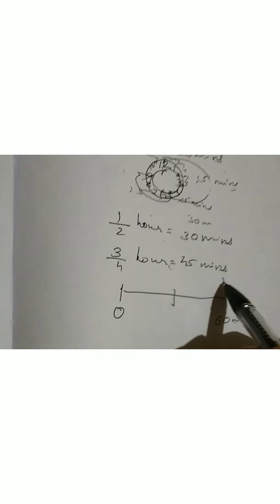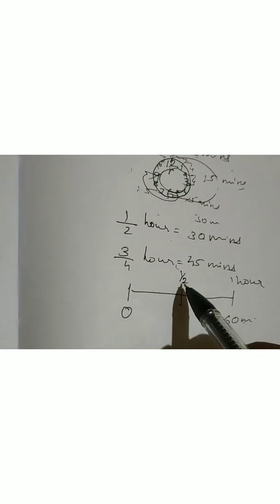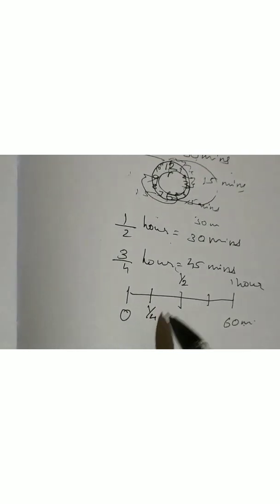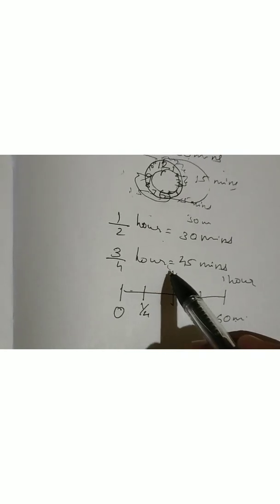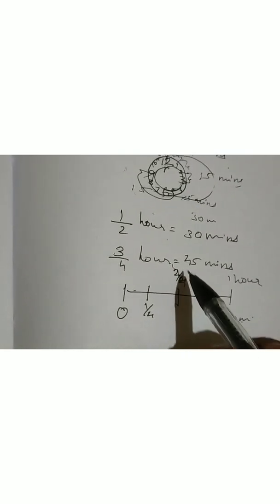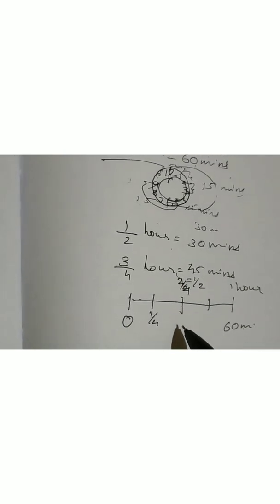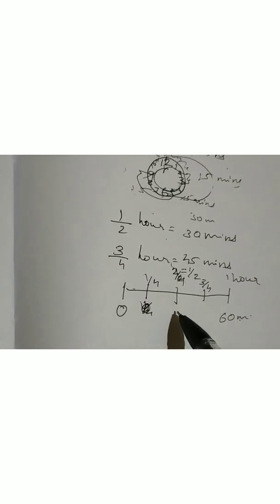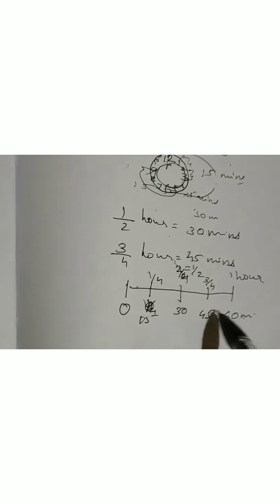Okay. 1 hour, and this will be half an hour. Then here will be 1 on 4. So actually we divided this into 4 equal parts. This will be 2 on 4. That is equal to half. Okay, 2 on 4 is equal to half. So here will be quarter and this will be 3/4. So here will be 30. This will be 15. Here will be 45.